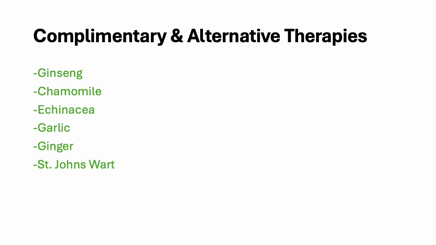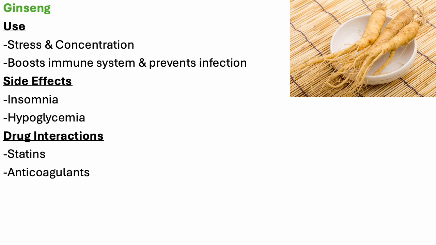Okay, next we have the complementary and alternative therapies. The first one is ginseng. The use is for stress and concentration, and then it also boosts the immune system and can prevent infections. Side effects are going to be insomnia and hypoglycemia. And then it also has drug interactions with statins and anticoagulants, so probably just staying off of those would be best for taking ginseng.